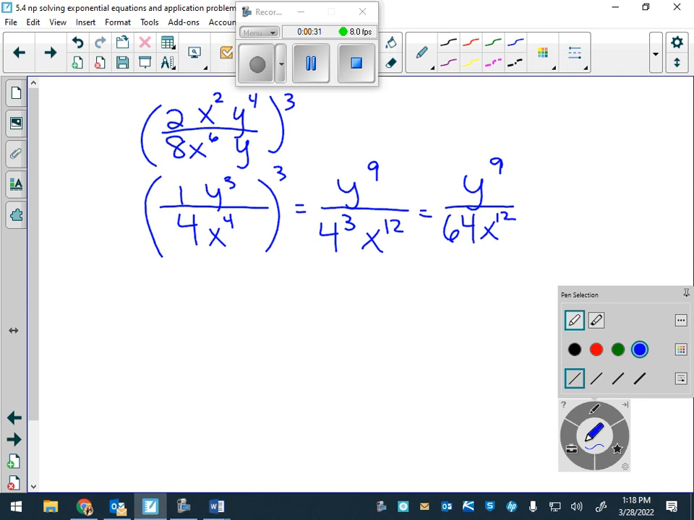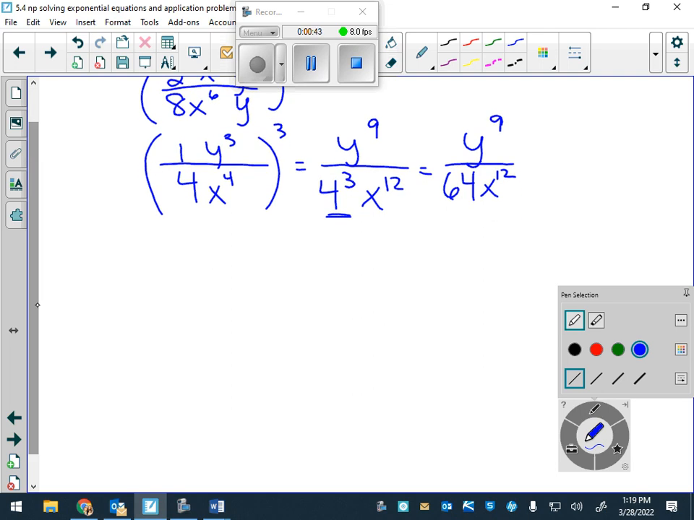By this point, we should know what 4 cubed is, no matter what. And if you had no calculator, you should know how to simplify that by now. The next two, again, very straightforward. 27 to the 2/3 is the cube root of 27 squared, which we should know. What's the cube root of 27? 3 squared.